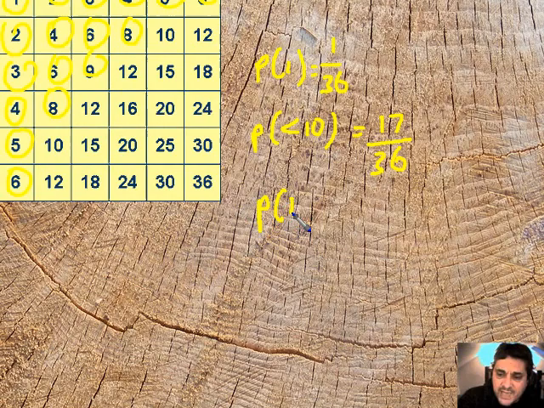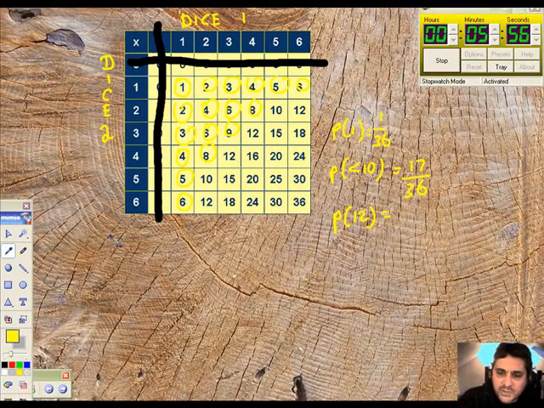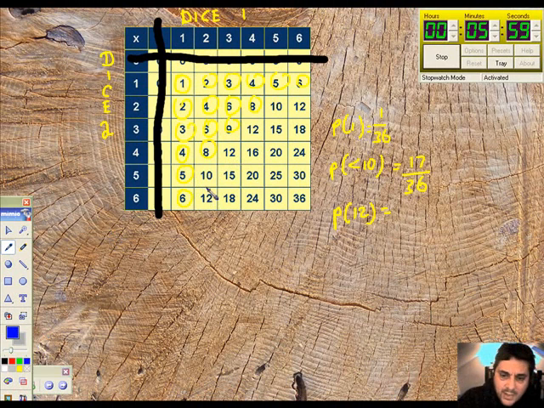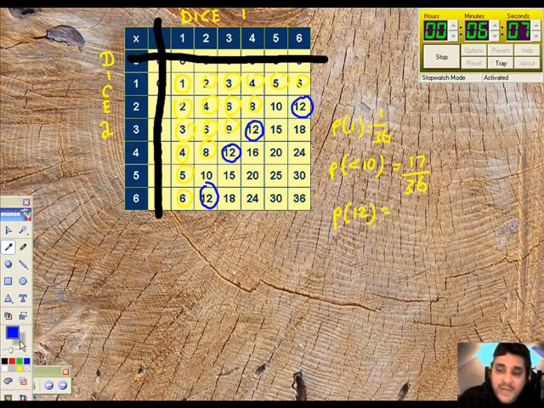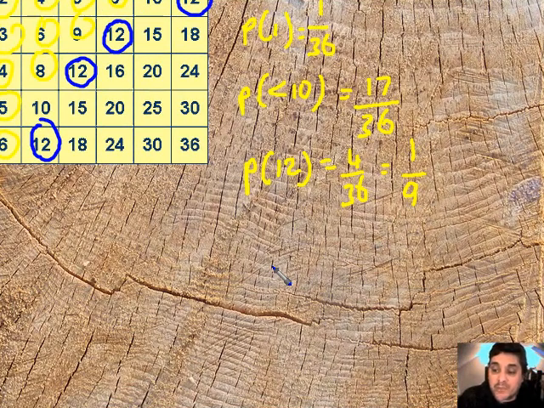The probability of actually getting the 12, let's have a look. 1, change colour, it stands out. I've got 1, 2, 3, 4. Probability of getting 12 is 4 over 36, 2 over 18, 1/9 probability, alright?